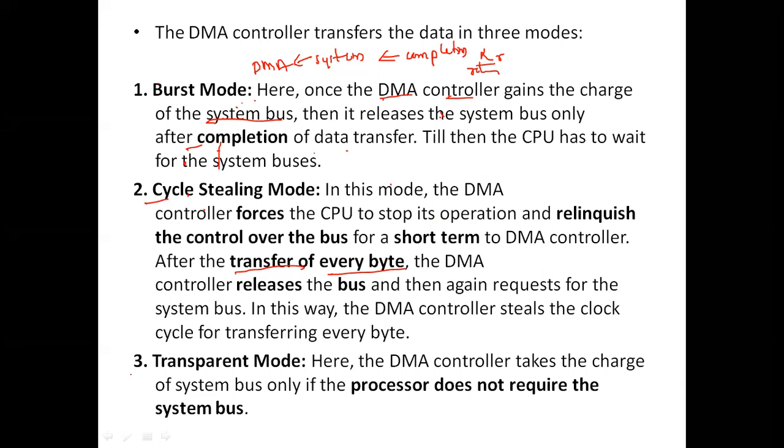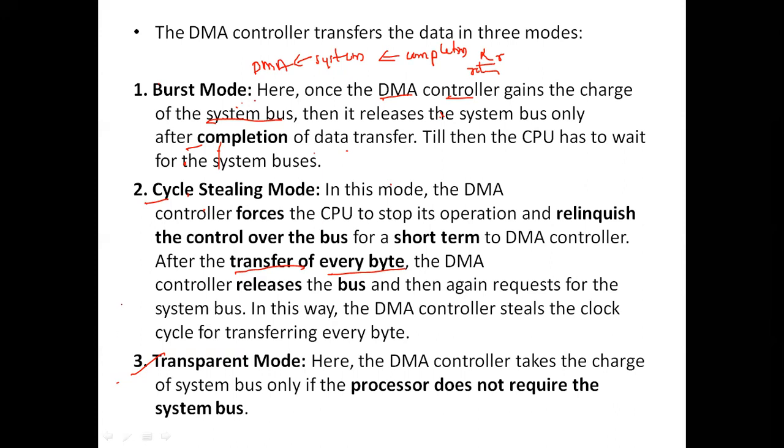But in transparent mode, the DMA controller takes charge only if the CPU is free. If the CPU does not want to do anything, then only the CPU buses can be given to the DMA. So these are the three different modes of transfer. The DMA controller transfers the data in three different modes.